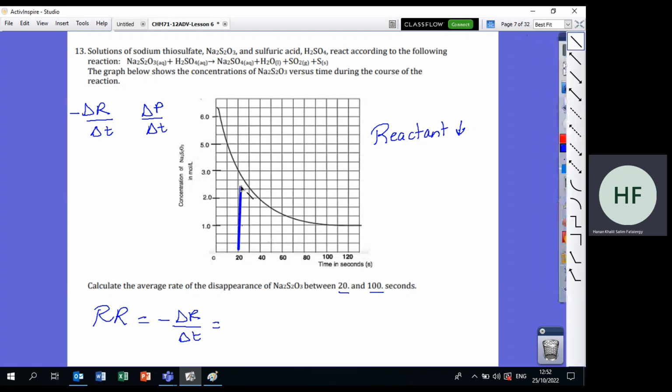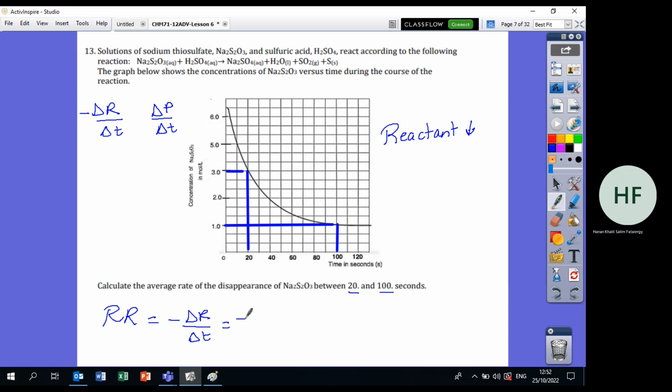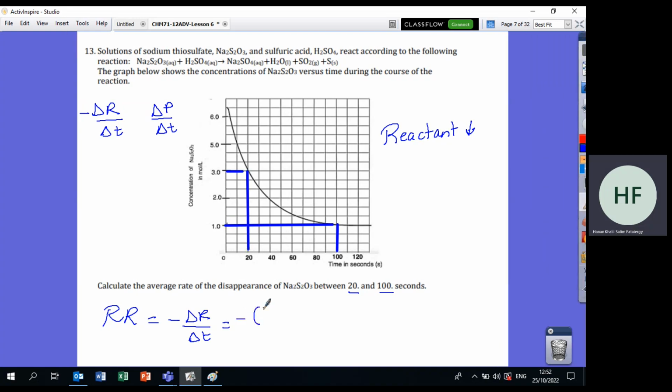Okay, so I will look at the time of 20, and then I know that the concentration is 3. At 100, the concentration is 1. Okay, so I'll keep the minus outside. Now, final is 1 minus initial is 3, over time 100 minus 20. Okay, and then I will do the calculation. And the unit will be moles per liter, this one, and the time is seconds, over second. Or you can say, instead of mole per liter, M over S.